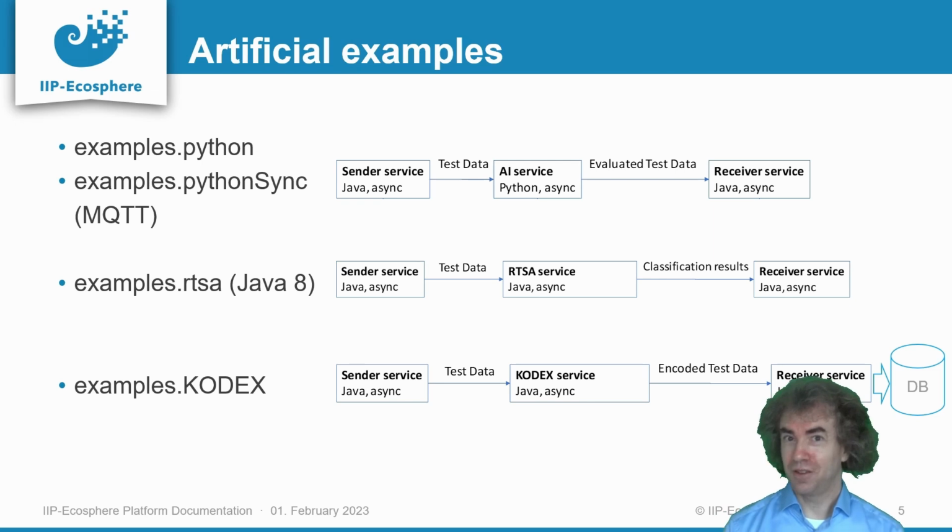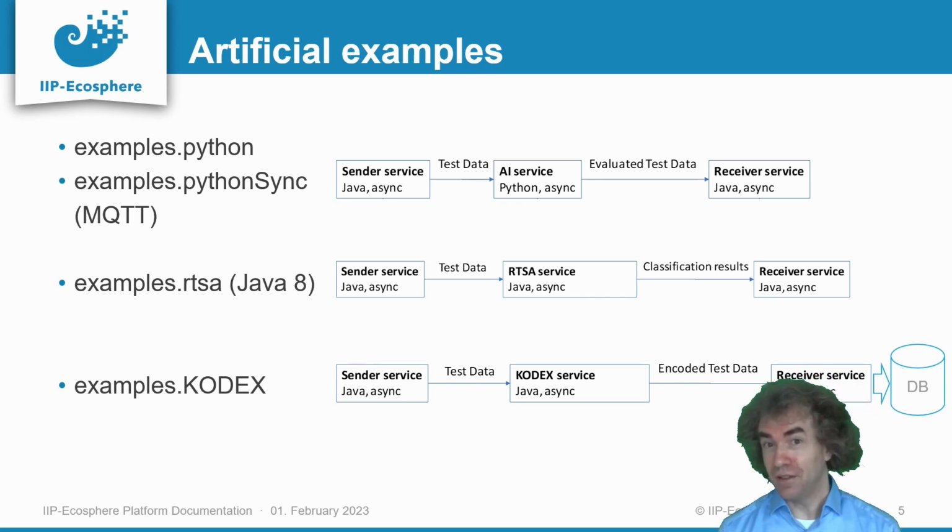Regarding what I call artificial examples, we have 4 for you that you can look into. At a glance, they might look a bit like the example that you had in this series of videos. They all have 3 services. They all have a kind of artificial sender that creates data. They all have a kind of transformer which is doing something with the data, and a receiver. But when you look more into the details, you might see that they differ.